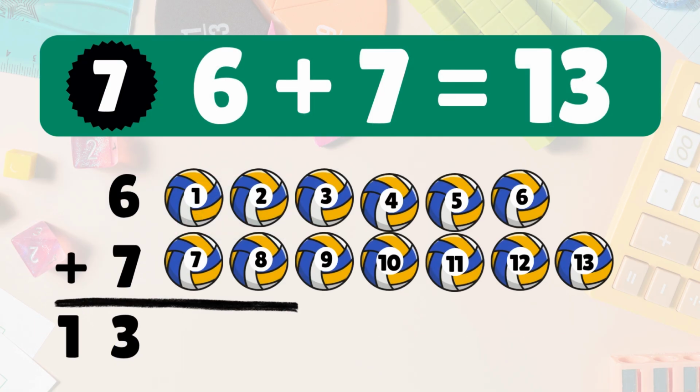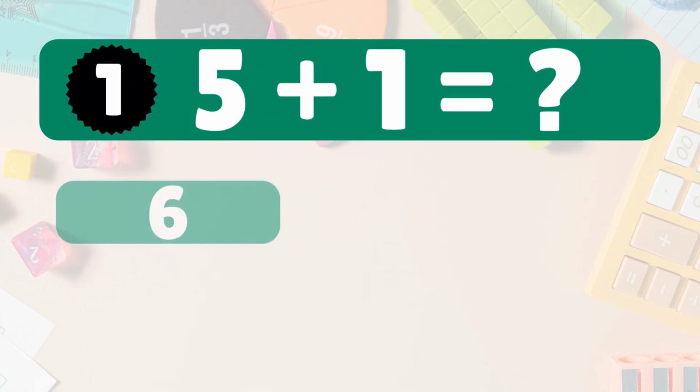6 plus 7 equals 13. Let's count 1, 2, 3, 4, 5, 6, 7, 8, 9, 10, 11, 12, 13. 6 plus 7 equals 13. Well done.